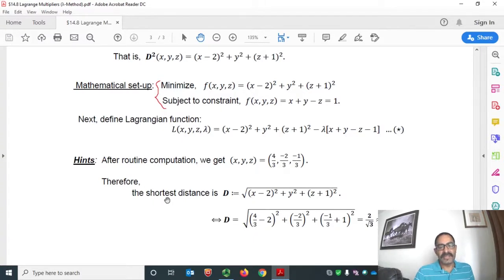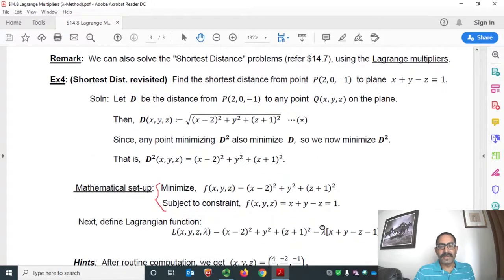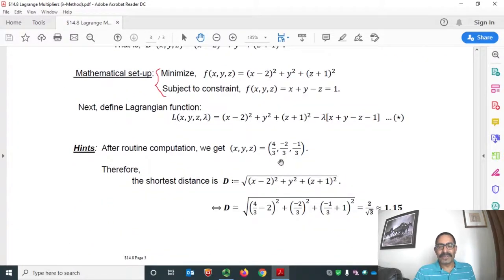Therefore, the shortest distance is the square root of x minus 2 squared, plus y square, plus z plus 1 squared. That's the star equation here. Oh, there are 2 stars here, so I may need to put this as double star. I'm talking about this star this time. Then we know x equals 4/3, y equals minus 2/3, z equals minus 1/3, and simplifying, it gives us 2/3 radical 6, approximately 1.15. This is exactly the same answer we got in previous sections using other methods. Great. So we finished these sections as well as we finished chapter 14. Thank you.